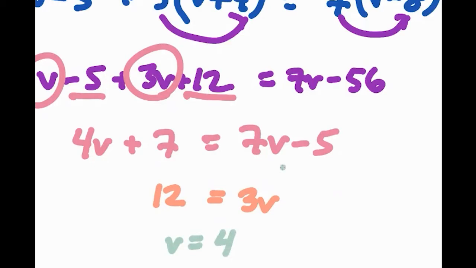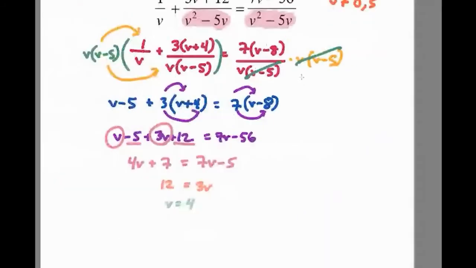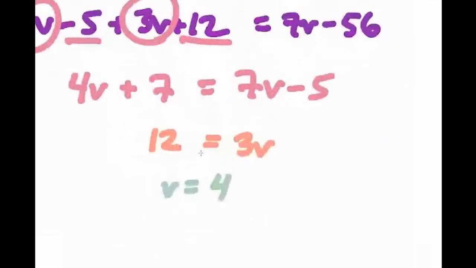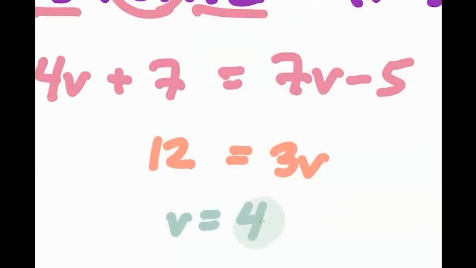Now make sure that it's not one of the excluded values. The excluded values are 0 and 5. So 4 is included as the solution, and that's the answer.